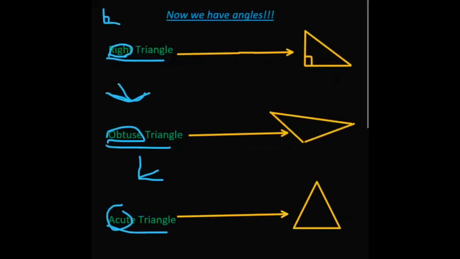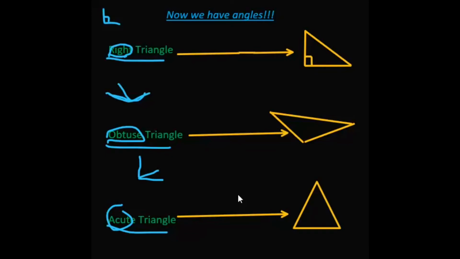Let's measure by the angles now. A right triangle has one right angle in the triangle. The obtuse triangle has one obtuse angle in the triangle. And an acute triangle has all three angles as acute angles.